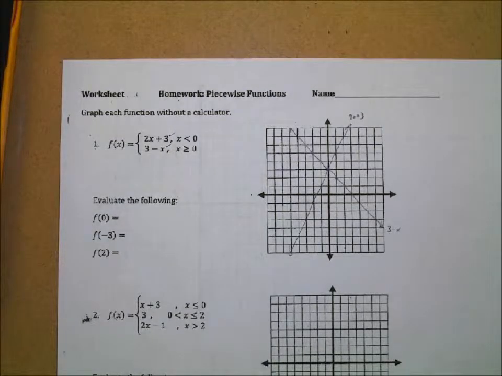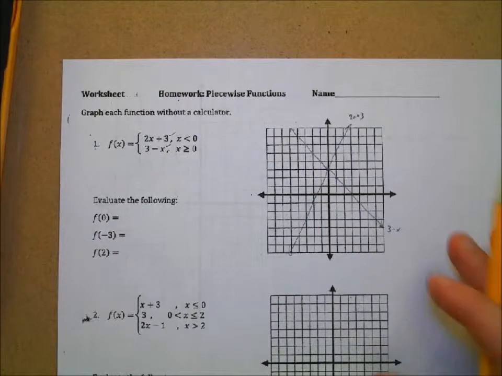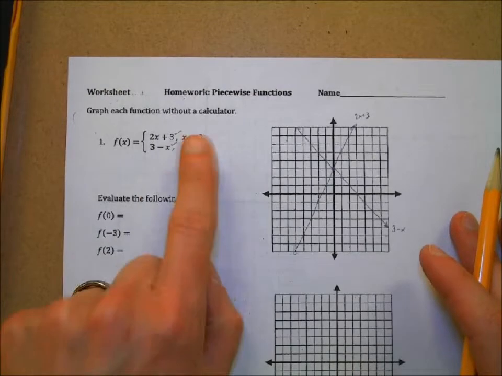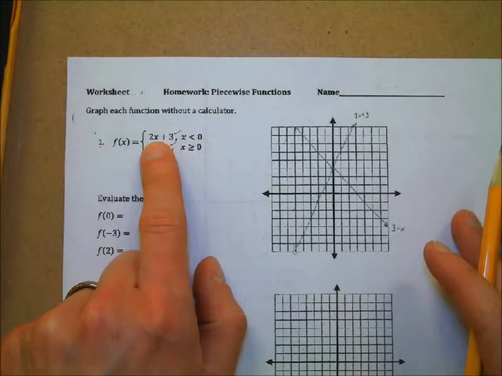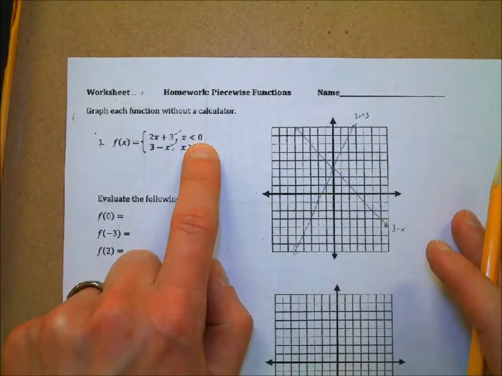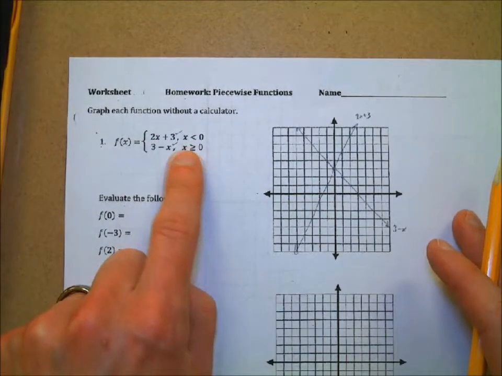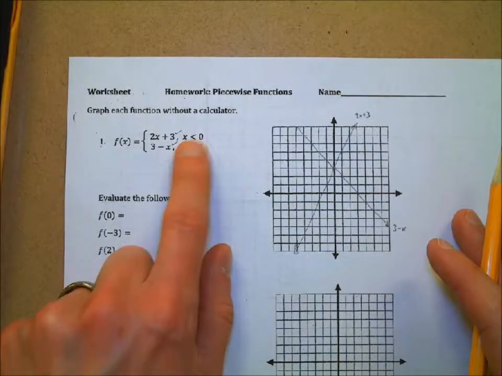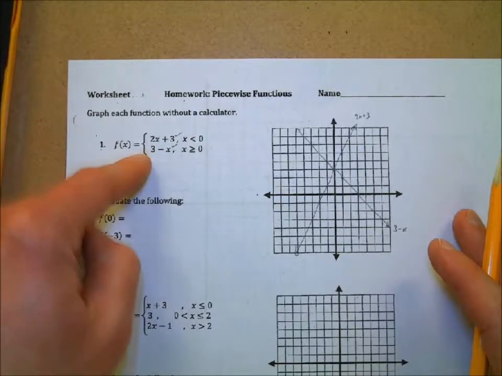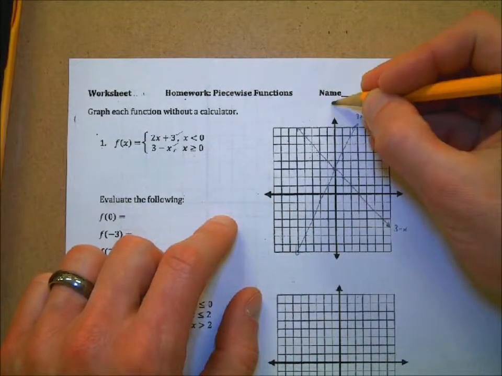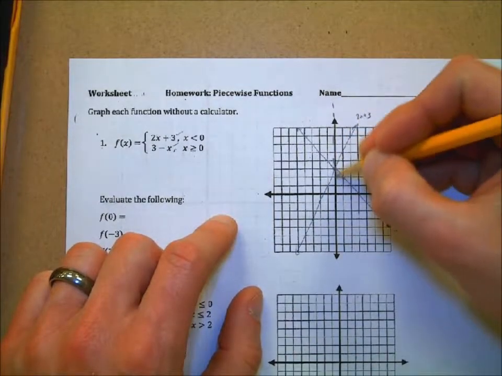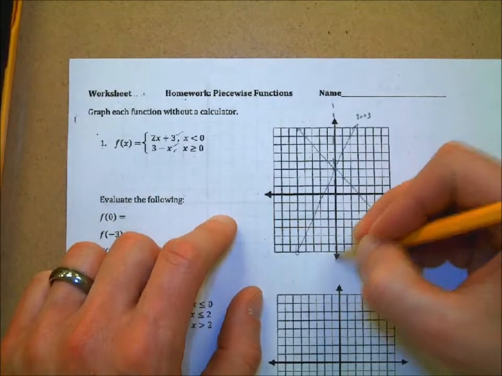So now, one more thing. What's our borderline going to be? Where are we switching, at what x value? We're switching at 0, right? So 2x plus 3 is our graph for x values that are less than 0. To the left of 0, we're going to be graphing 2x plus 3. To the right of 0, for x values greater than 0, we're going to graph 3 minus x. So at 0 is where we are switching from one to the other. So I'm going to draw in my vertical borderline there.